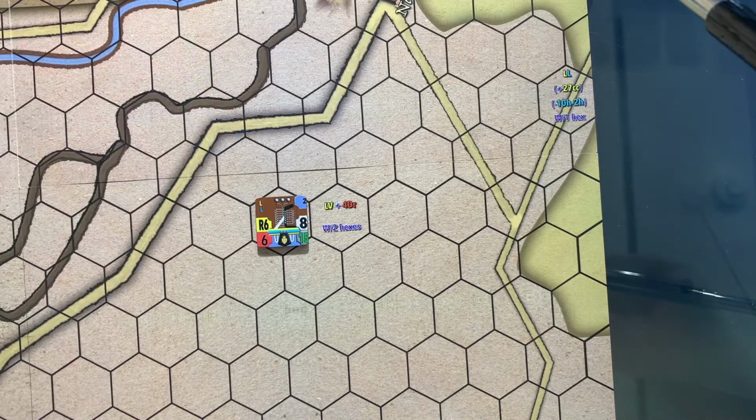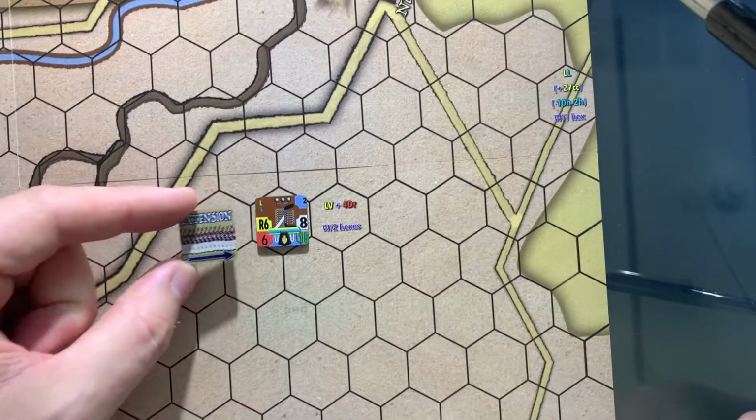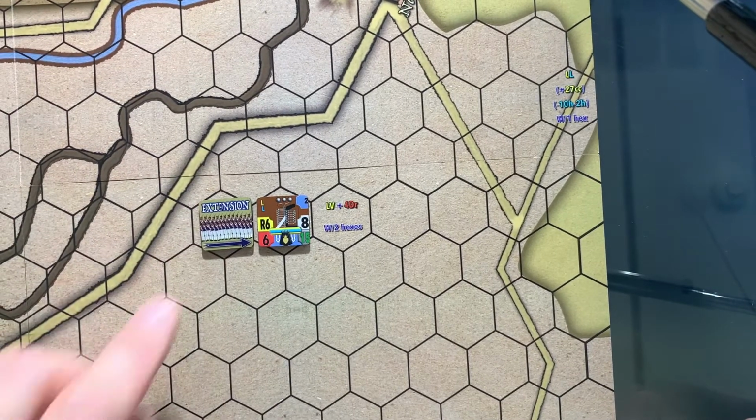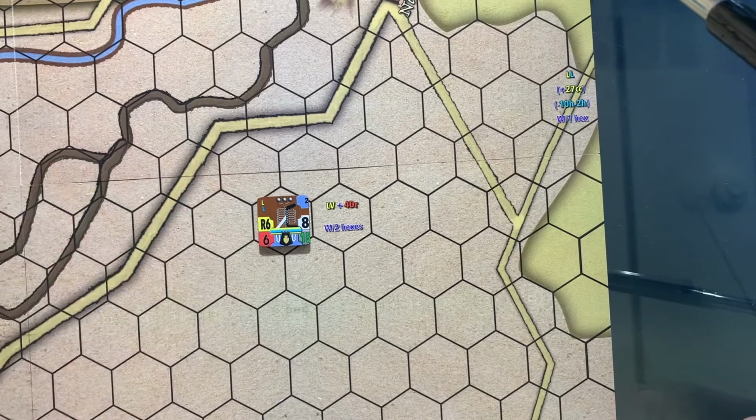To extend or retract from a line or any type of extended formation, it costs the value of the hex entered by the extended marker. For example, here, if I want to extend here, it's 1 point to extend that unit. It would cost 1 point to remove the marker and contract the unit.